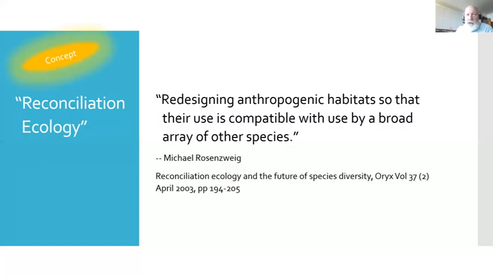Now, the fun title, of course, is From Flowers to Feathers. The official, scientific title is Reconciliation Ecology. Michael Rosenzweig did a seminal article in 2003, in which he defines reconciliation ecology as redesigning anthropogenic habitats so that their use is compatible with use by a broad array of species. That's a huge mouthful. But what we're talking about here is figuring out how we work within man-touched environments, anthropogenic habitats, so that their use is compatible with the rest of nature.